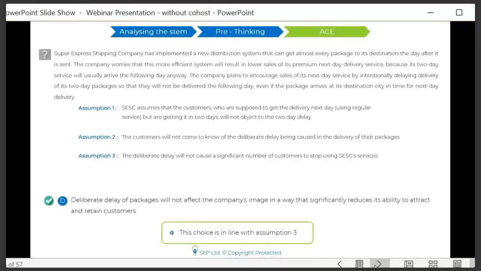Once again, let me ask all of you, are you clear with this discussion so far? Are you guys clear with this discussion as to why choice D is correct? So you can see guided thinking or pre-thinking using the framework becomes so easy. It becomes very, very natural, actually.